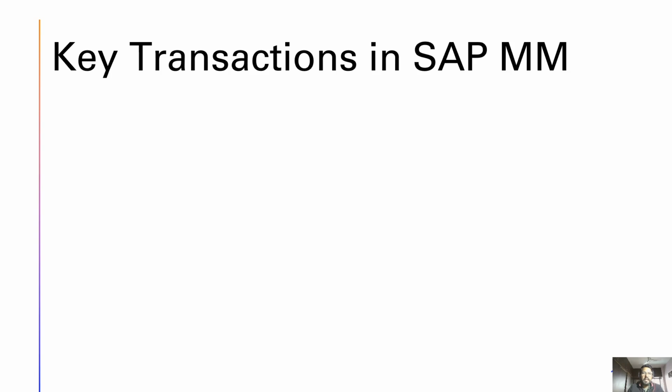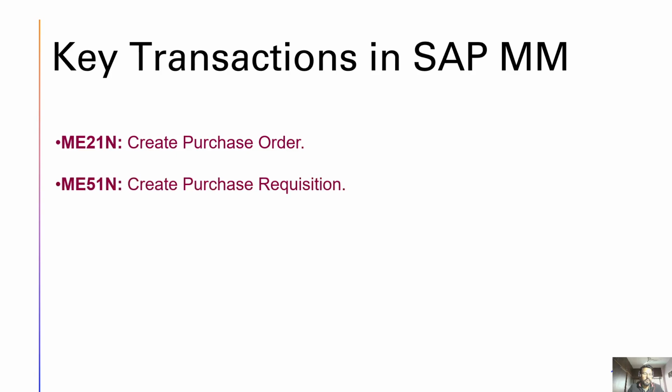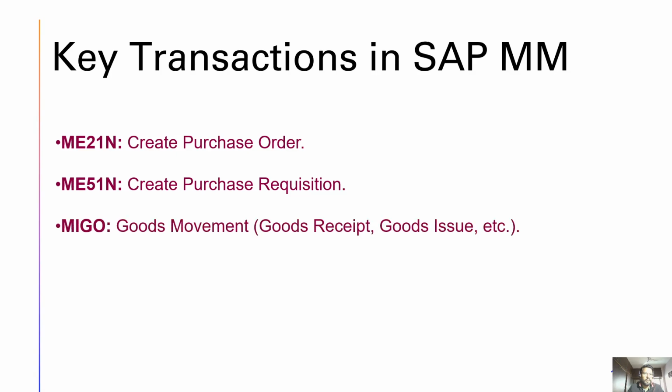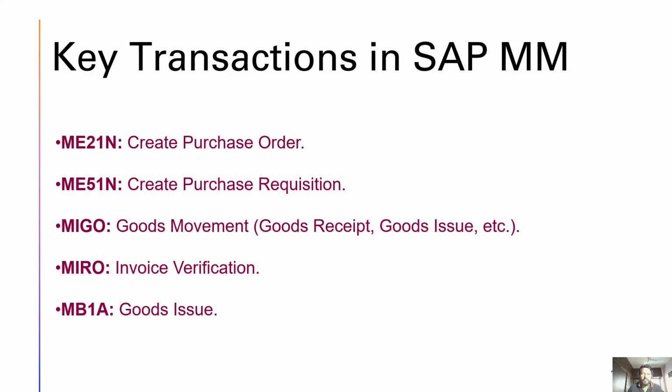Let us see the key transactions of SAP MM. The first one is ME21N, which is used for purchase order creation. The second one is ME51N, which creates a purchase requisition. The third one is MIGO, which is used for goods movement such as goods receipt, goods issues, and so on. The next one is MIRO, which is used for invoice verification. And the last one is MB1A, which is used for goods issue.